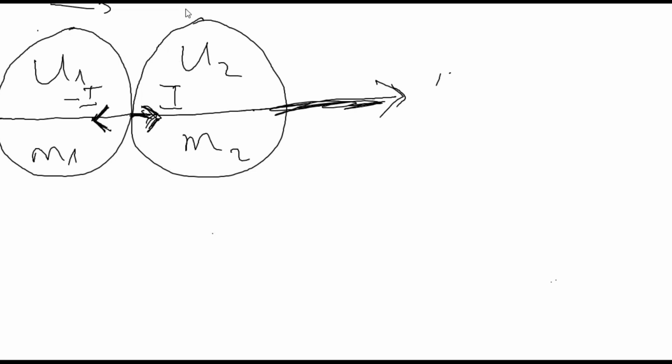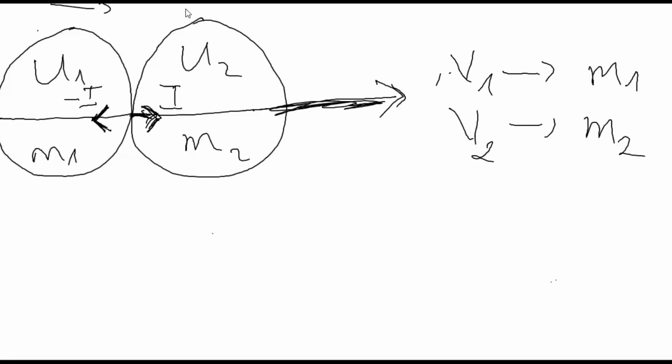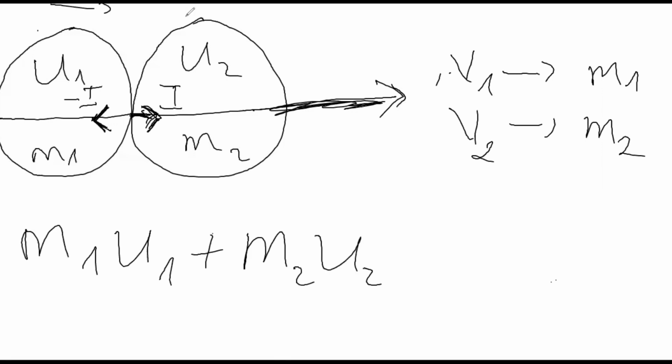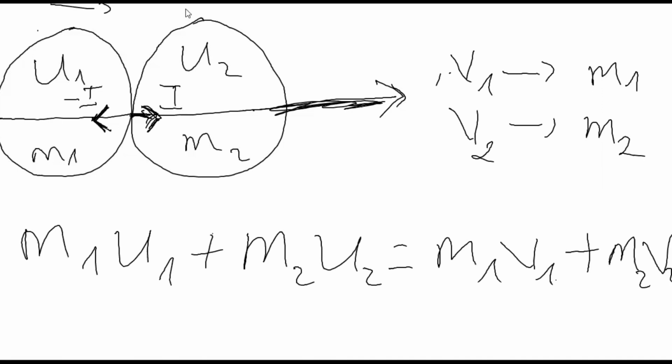Now, if the velocities after collision are v1 and v2 for spheres m1 and m2 respectively, then from the law of conservation of linear momentum, we state that the momentum before collision is equal to the momentum after collision. Therefore, m1 u1 plus m2 u2 must be equal to m1 v1 plus m2 v2. Call this equation 1.